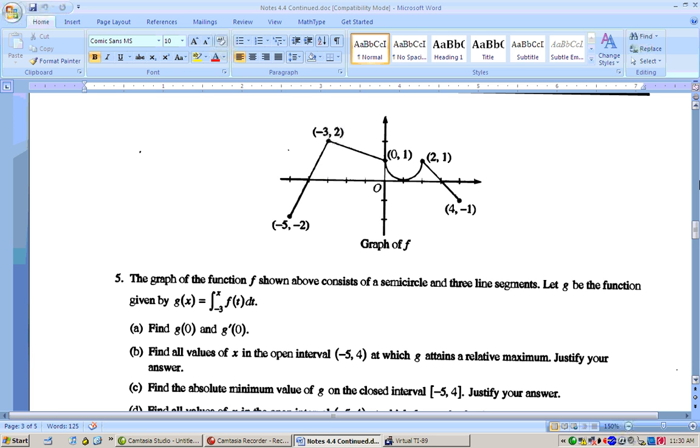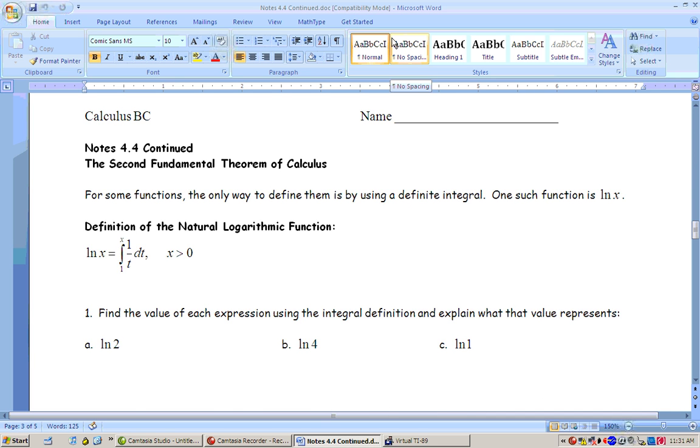Let g be the function given by g of x equals the integral from -3 to x of f of t dt. All right, so that is the graph of f. But then g of x, they're giving us this other kind of formula for it. Now, there is a relationship between f and g. Whenever you see a function that's defined as an integral, as it is with g right here, take the derivative of it because you're going to use that information. It's not something they tell you to do, but just go ahead and do it.